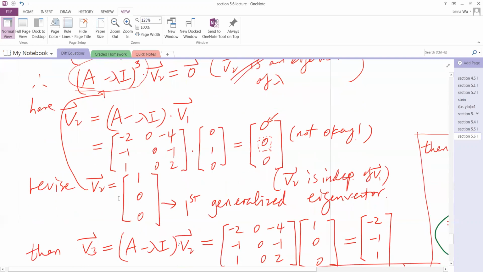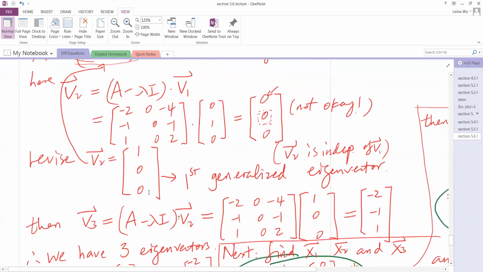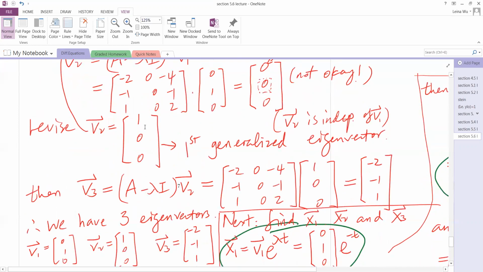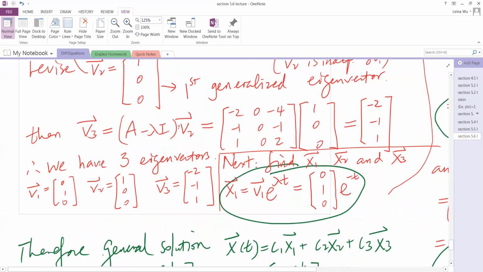This will still be linearly independent from V1, and it would be an eigenvector of lambda based on the definition here. So we got V2 as (1, 0, 0), and then we can get V3, which is (A - λI) times V2. That's (-2, -1, 1). So 3 eigenvectors have been generated, including one ordinary. This is one ordinary, and these two are generalized.